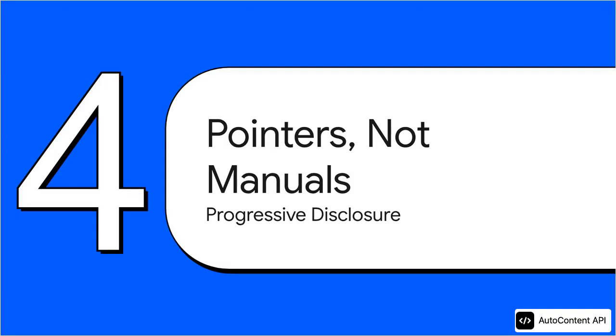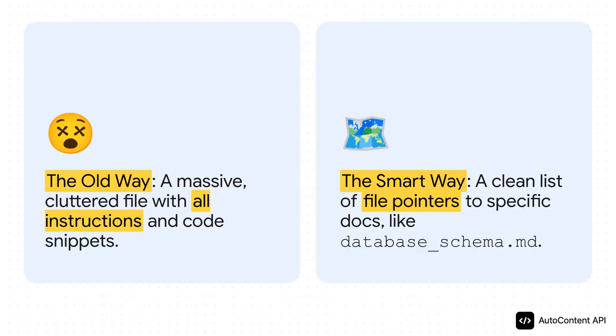This is all about a powerful idea called progressive disclosure. And this illustrates it perfectly. On the left, that's the old way. That huge, messy wall of text we've all tried to write. On the right, that's the smart way. It's clean, it's simple. Instead of pasting in the database schema, you just tell the AI where to find the schema file when it actually needs it.